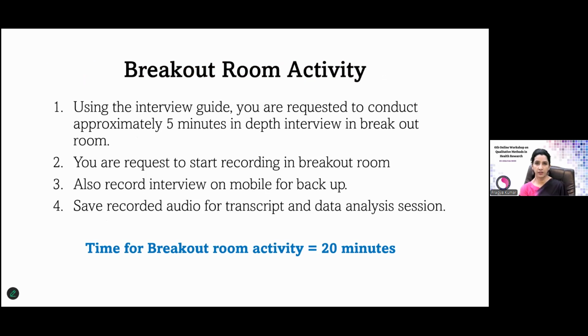Now there's a breakout room activity. Using the interview guide, you have to conduct the interview for at least 5 minutes, 5 minutes each person. We'll see how many people there are and how many breakout rooms need to be opened. We are giving the sharing rights to record the interview to all of you, so please record the interview.